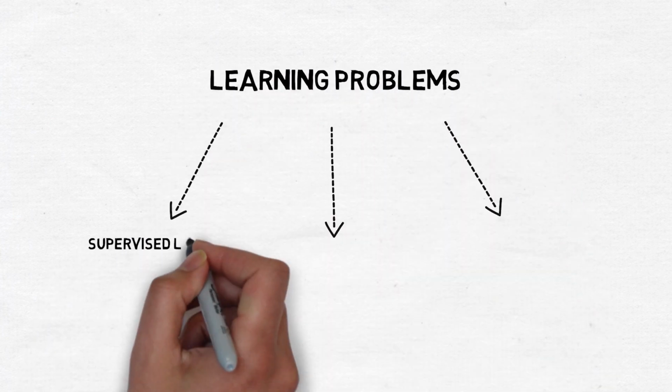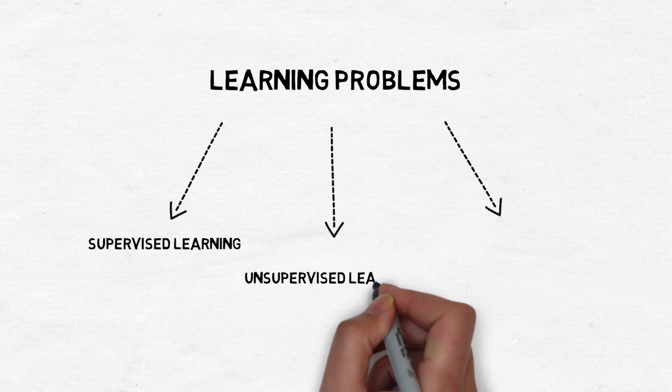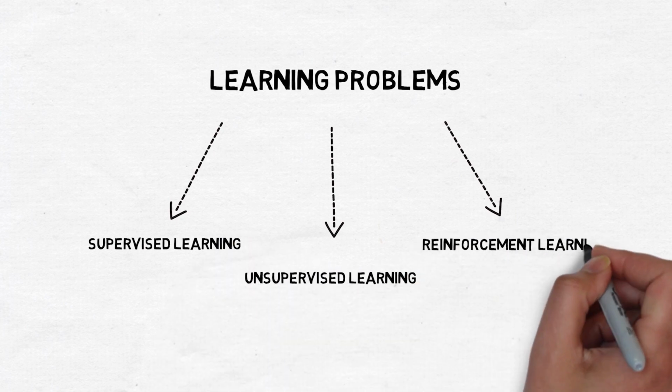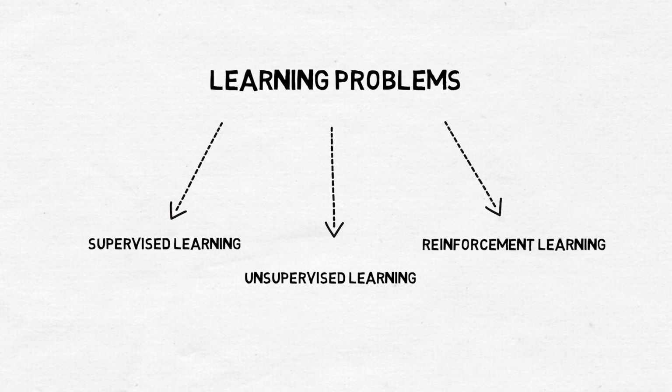So let's get into different learning problems. We have supervised learning, unsupervised learning, and finally we have reinforcement learning. These three are primarily the most important divisions or learning problems in ML. Yes, we have other hybrid forms such as semi-supervised or self-supervised. We'll get into them later.